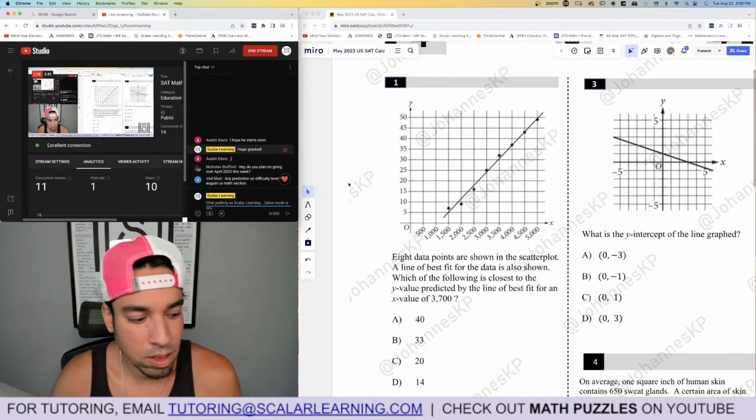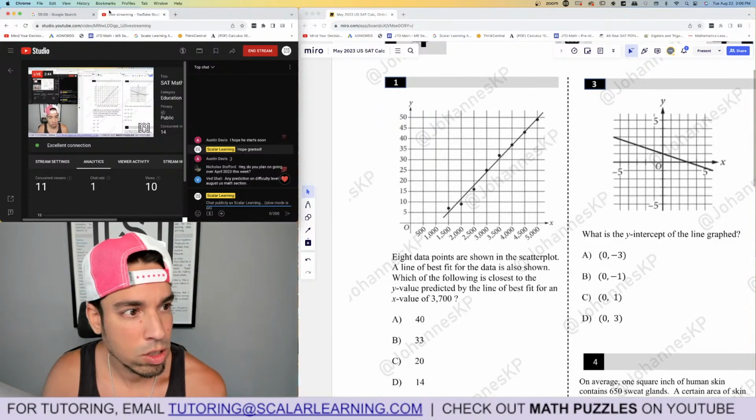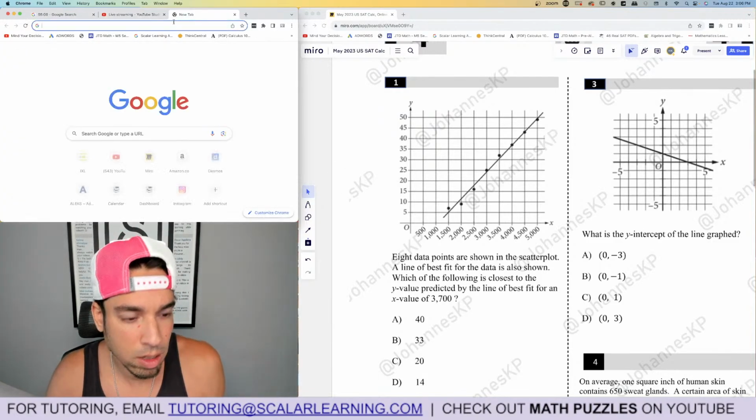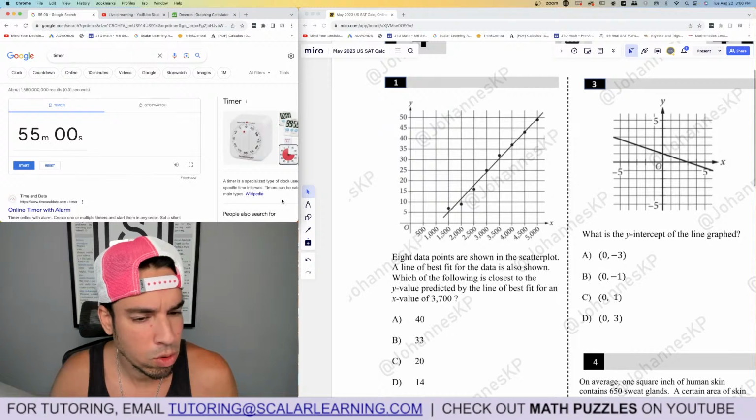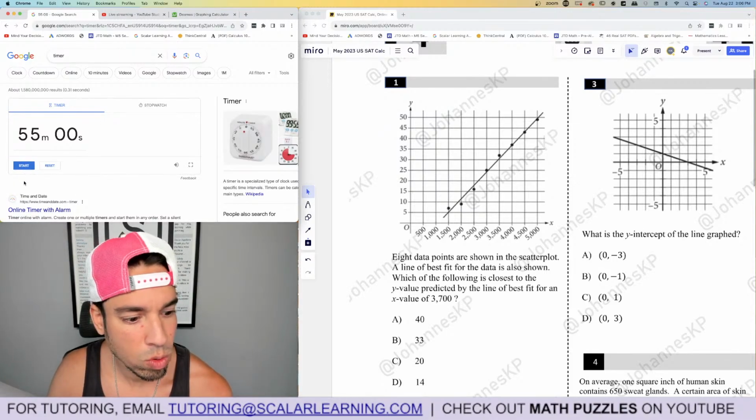All right, ladies and gentlemen, we're going to start with the timer. Oh, let me get a calculator up here too. I'll get Desmos open in case we need it. Boom. And we can switch back and forth. All right, we're going to start in 3, 2, 1.